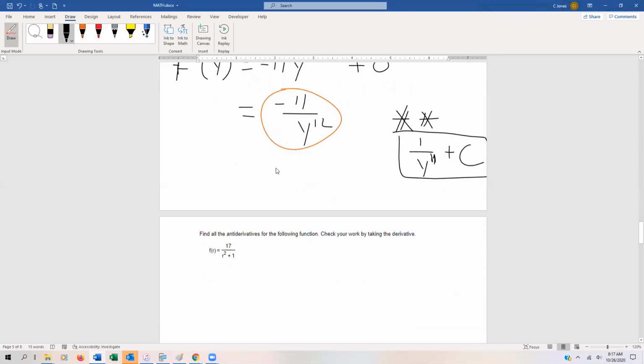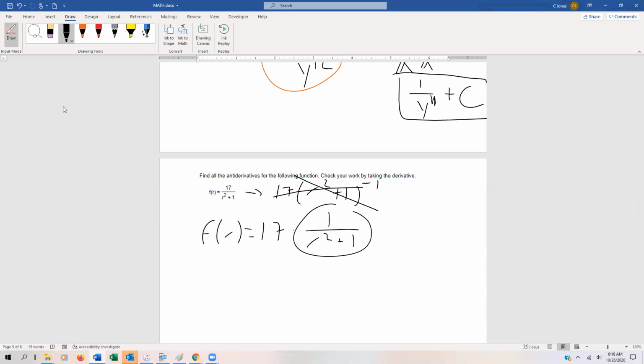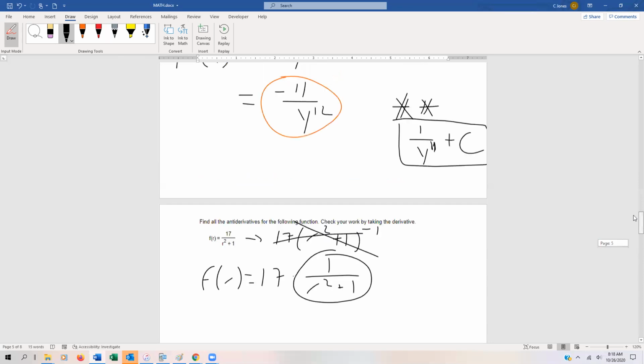All right, one last example, and this one's pretty easy. We have 17 over r squared plus 1. Now a lot of students might think of this as 17 times r squared plus 1 to the minus 1, based on what we just did. However, a better way to think about this is f at r is equal to 17 times 1 over r squared plus 1. And why is that helpful? Because 1 over r squared plus 1, or 1 over x squared plus 1, has a basic antiderivative.